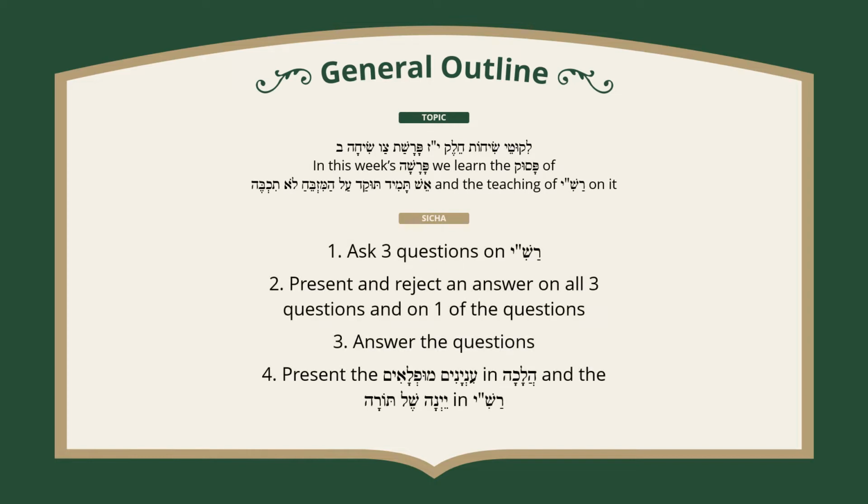This is a Sicha from Likutei Sichos, Chelek Yud Zayin, Parshas Tzav, Sicha Beis. The topic of the Sicha is that in this week's Parsha we learned the pasuk of "Eish Tamid Tukad al HaMizbeach Lo Sichbeh," and we learned the teaching of Rashi on this pasuk. And there are four parts in the Sicha.